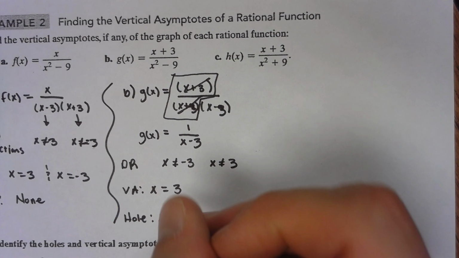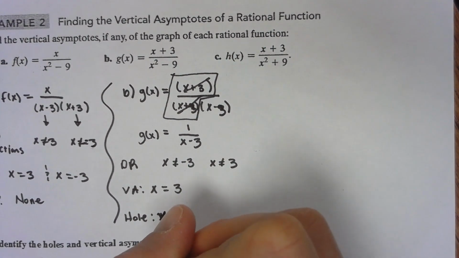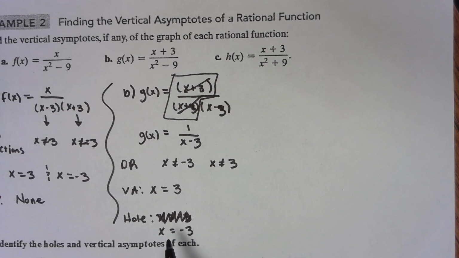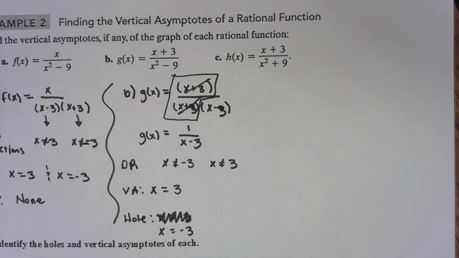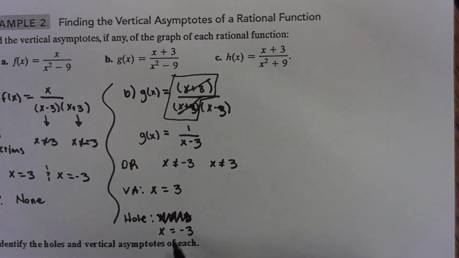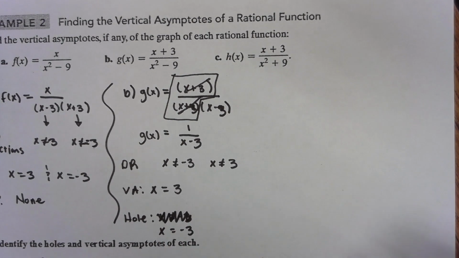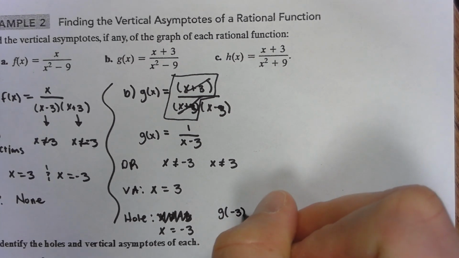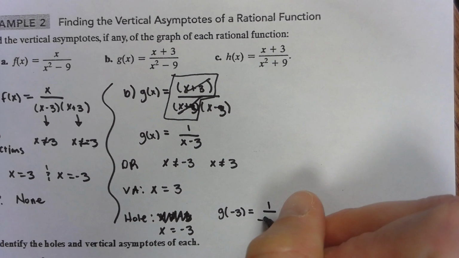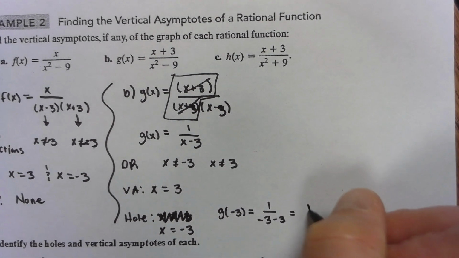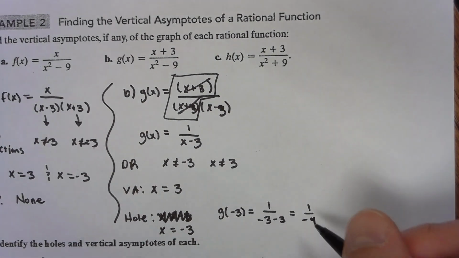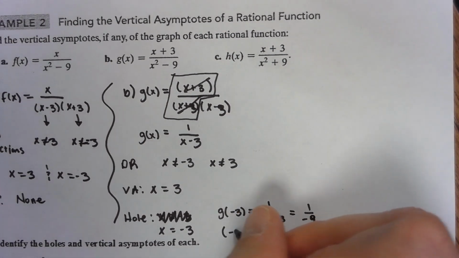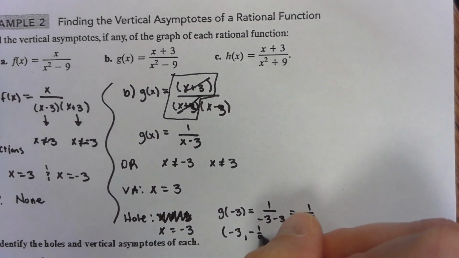Now, sorry, that should say x equals negative 3. As of now, we don't know the exact location of this. We just know that it happens where x is negative 3. To find the y coordinate, I'm going to plug that right back into the original function, or this simplified function. So g of negative 3 equals 1 over negative 3 minus 3, which is 1 over negative 9. And so that hole is at negative 3, comma negative 1/9.